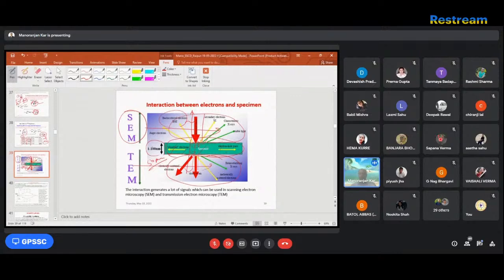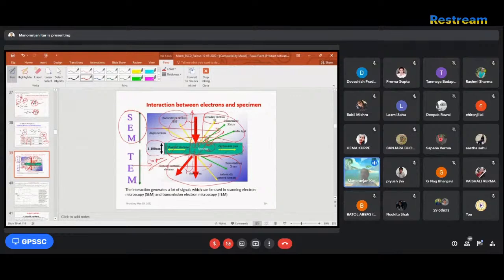Then what else happens when an electron falls on the atom? The outermost electron will absorb the incident electron, but from the outermost shell one electron may come out. So what name will I give it? Secondary electron. Now you see that one electron is being absorbed and another electron is coming out, so its energy will be less.